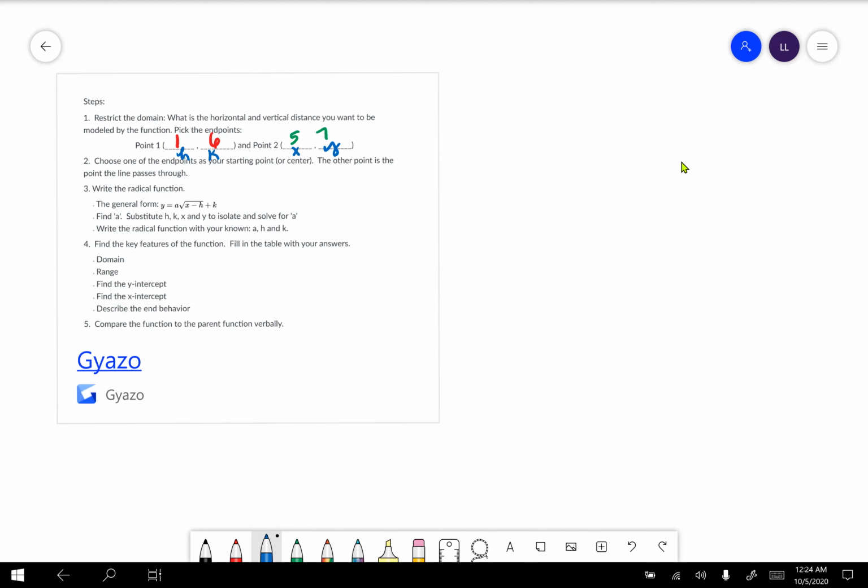Okay, so check, check. Next, write the radical function. So y is equal to a square root of x minus h plus k. You're going to get used to this form. It literally is used for everything. And let's go ahead and identify what we said the values were.